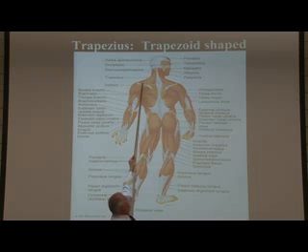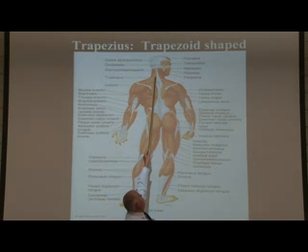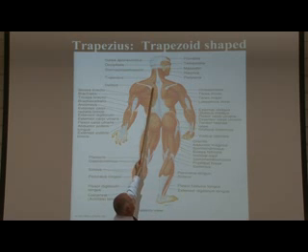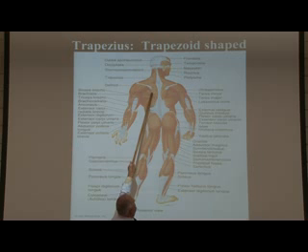Since these fibers are going upward, we say this is the upper tract. These fibers are going transverse, so we call that the middle tract. And then these fibers are going downward, so we call that the lower tract.